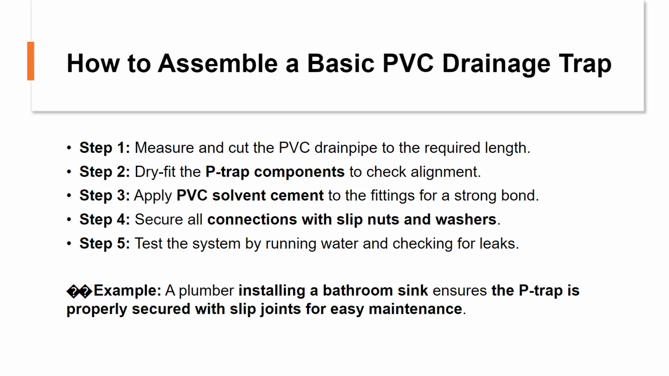5. Connect and hold. Push the pieces together with a firm twist. Hold them for at least 30 seconds. Wipe off excess cement. 6. Test for leaks. Once cured, run water through the trap and check every joint. No leaks, no drips. That's your goal.